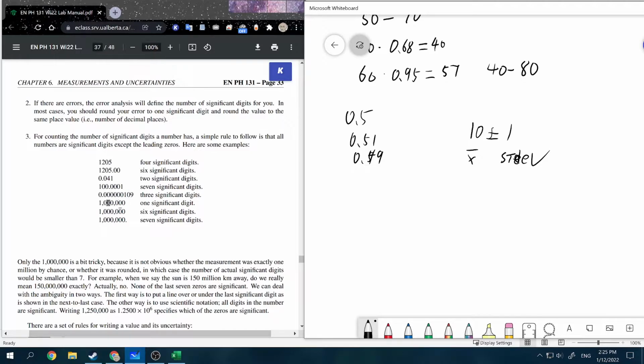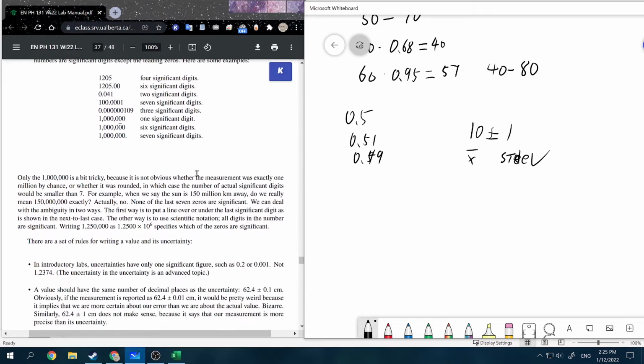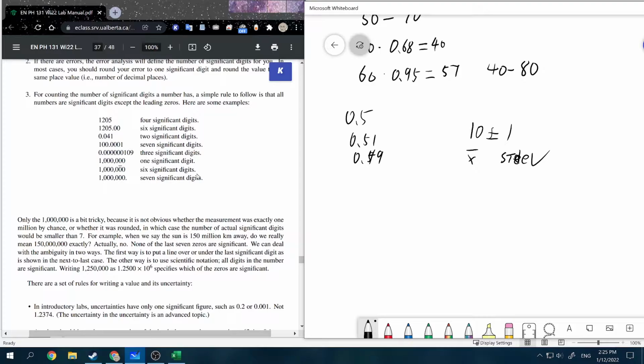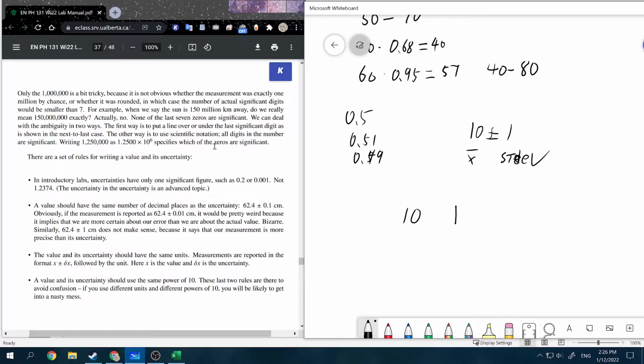And this one you have 3, and this one you have only 1 because you don't have a dot here. If you have a dot here, then like this one, all those count towards your single digit. And this one has 6 single digits. You should have learned this in high school. But the thing in this lab is that your error, or your standard deviation, should have only 1 single digit, and your measurement should match the error, matching the last digit of your actual measurements. So that's that part.